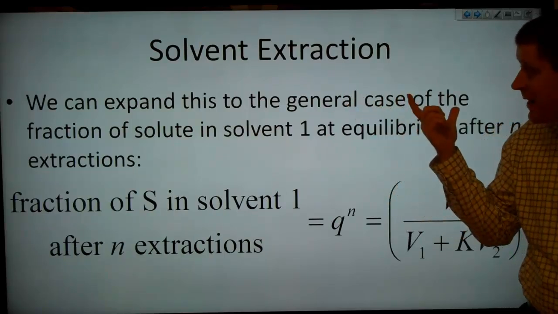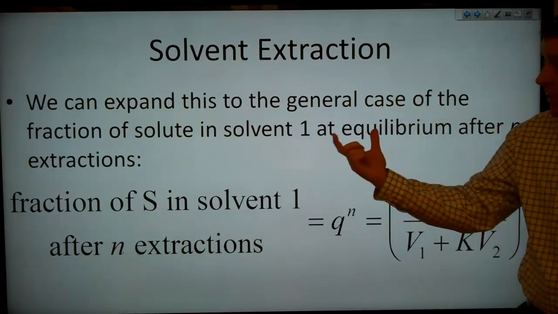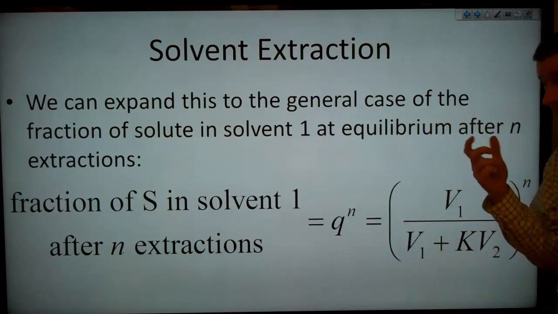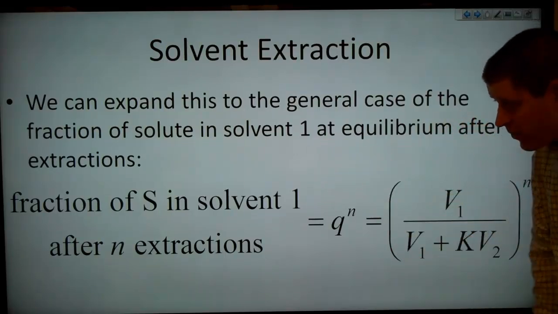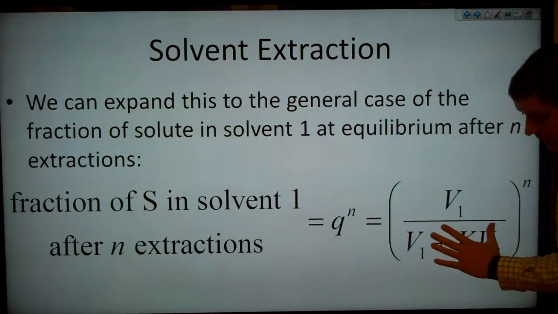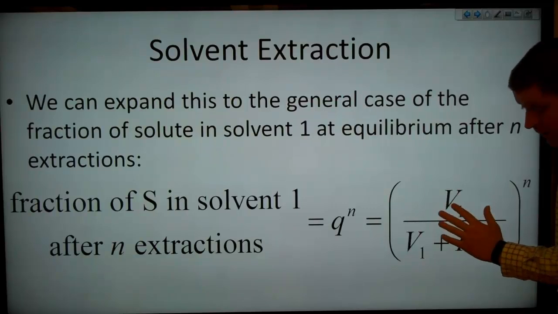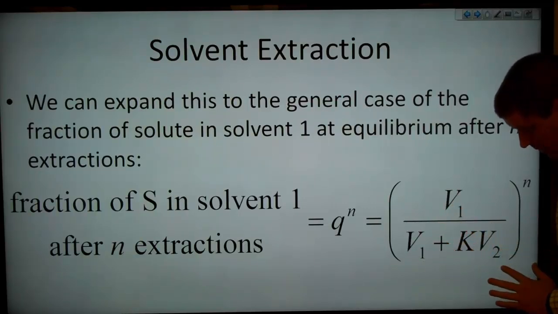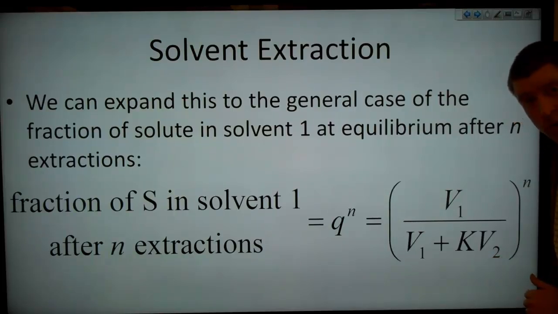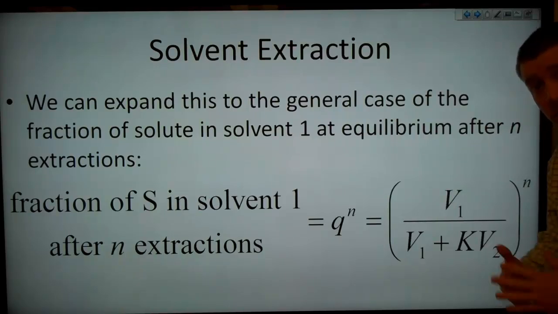We can expand this then to the general case of the fraction of solutes in solvent 1 at equilibrium after n extractions. So the fraction of S in solvent 1 after n extractions is Q to the nth power, which is equal to the quantity of V1 over V1 plus K V2 raised to the nth power. And again, we're assuming that all of those volumes of that second phase are exactly the same volume.